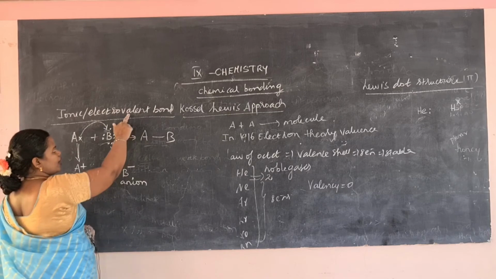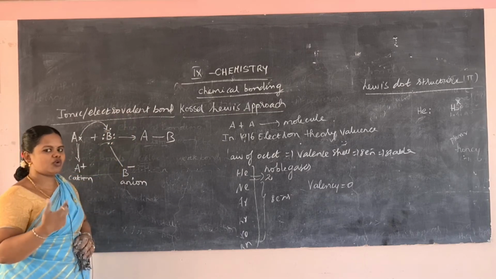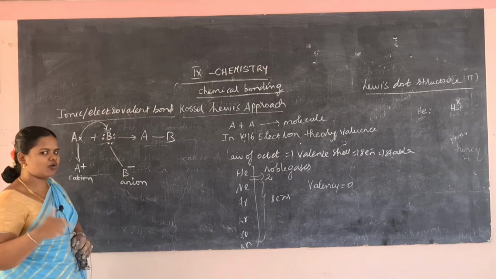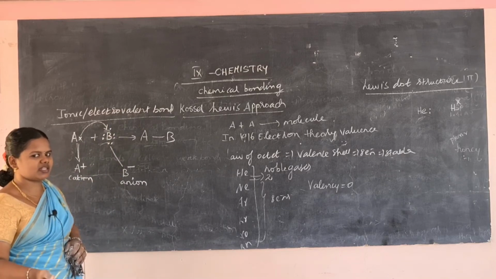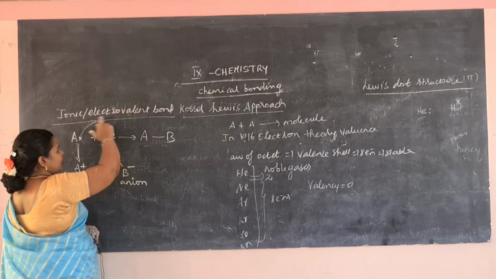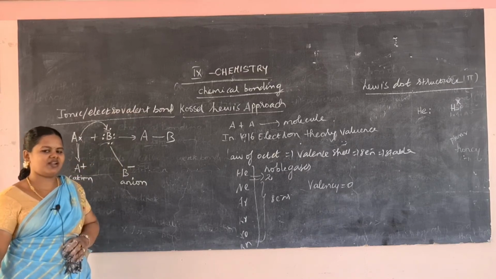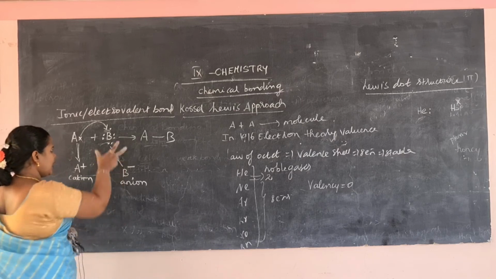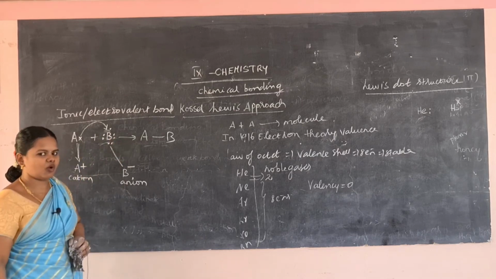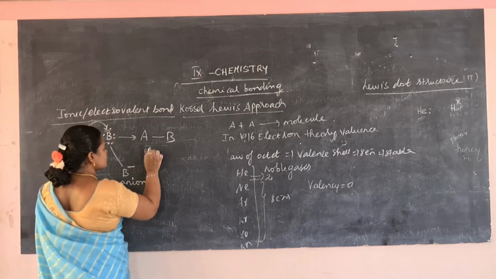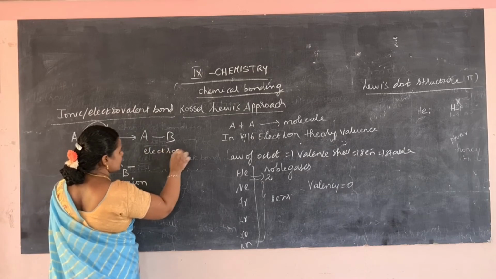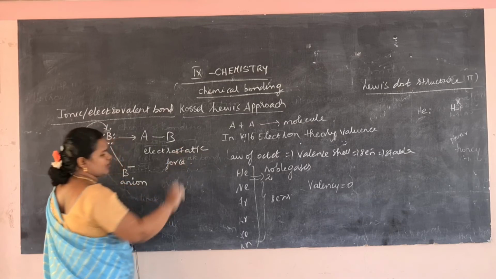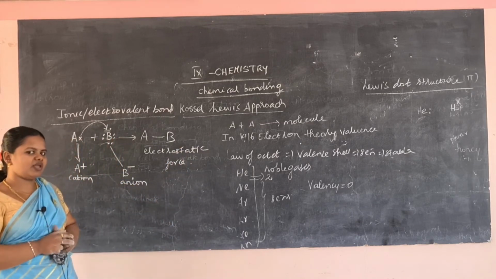Then electrovalent bond. Valency is explained by the outermost shell electrons. What is valency? The number of electrons in the outermost shell is the valency. So valency is explained by the electrons, and therefore it is called an electrovalent bond. And A and B are held together by one force, that is known as electrostatic force. So it is the electrostatic force that holds A and B together.